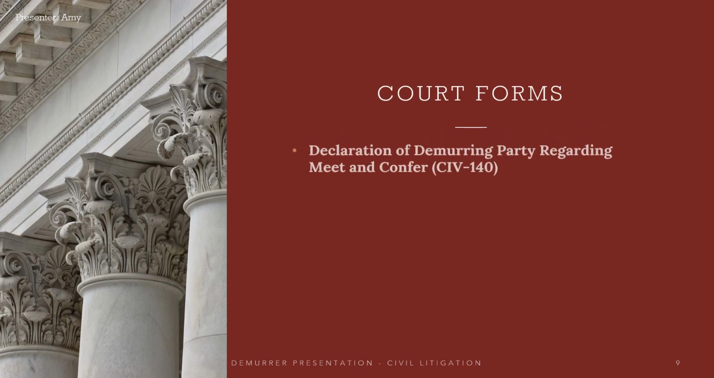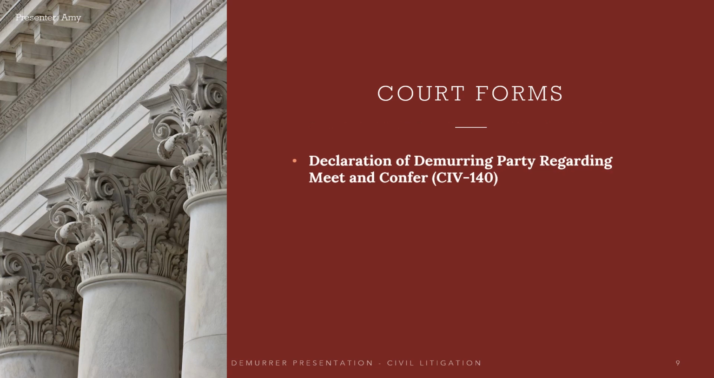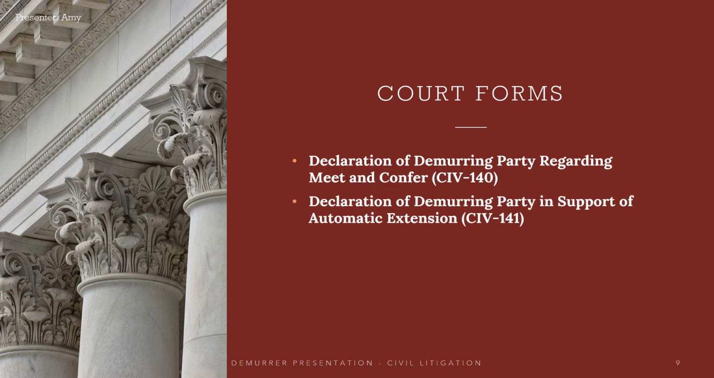There are 2 court forms that may be submitted with the demurrer motion. These forms are the Declaration of Demurring Party regarding meet and confer, which is Form CIV-140, and the Declaration of Demurring Party in support of automatic extension, which is Form CIV-141.